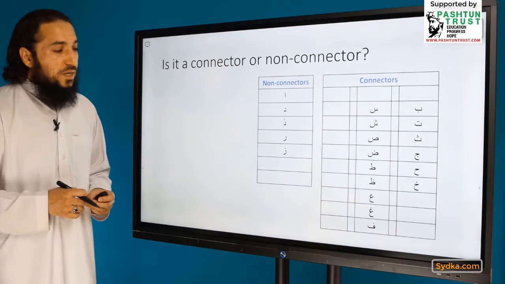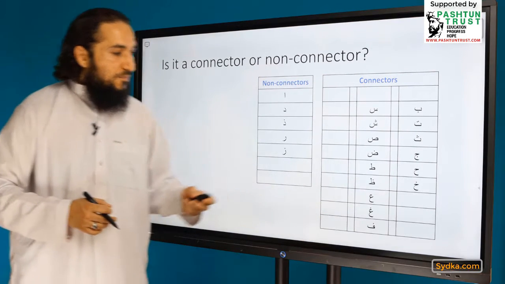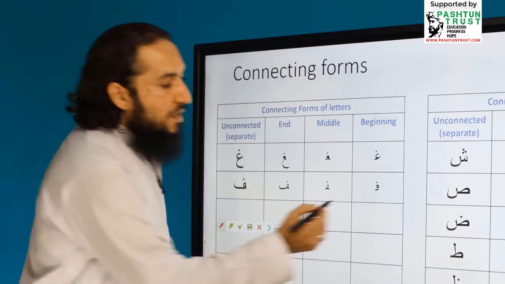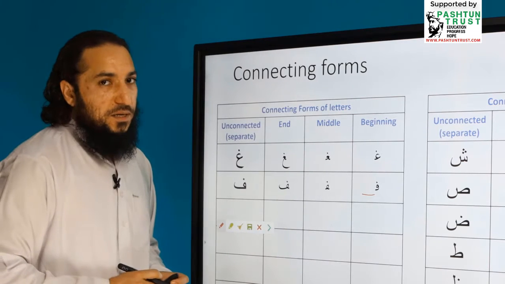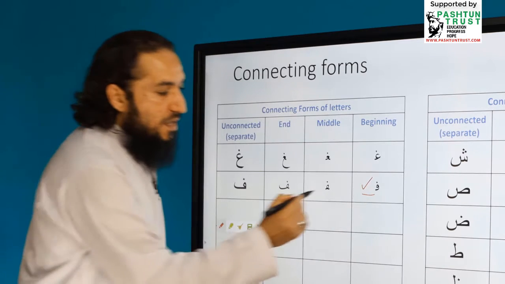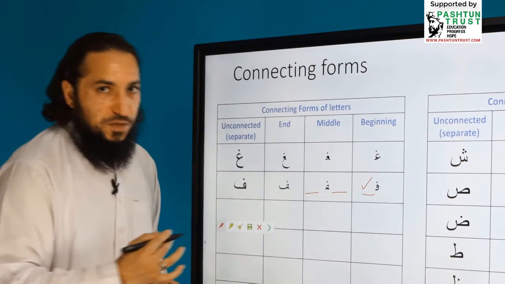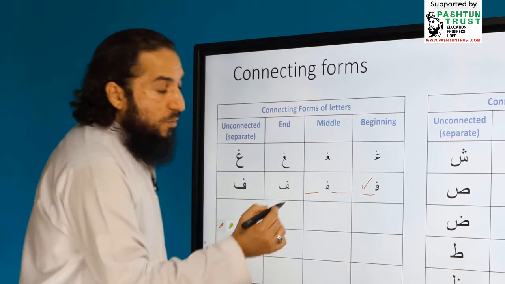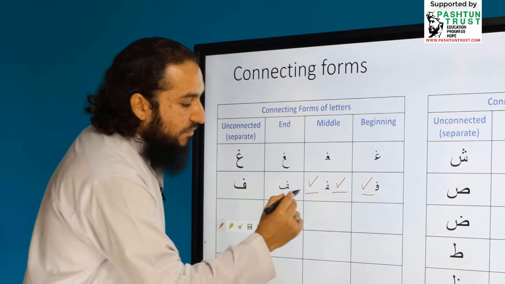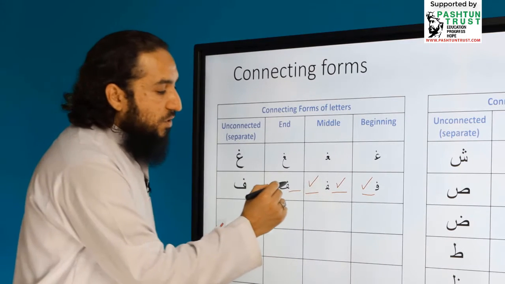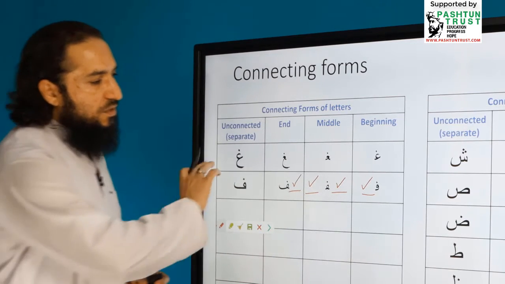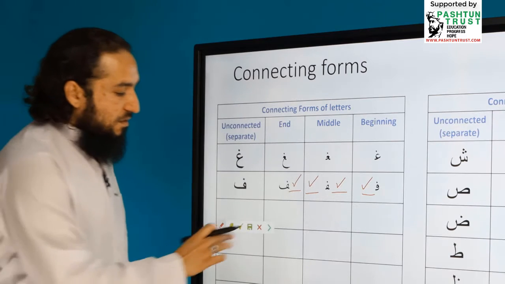Is it a connector or non-connector? It is one of the connectors, because its connecting forms fulfill the conditions of a connector. Its connecting form in the beginning looks like this, and other letters can be connected after it. If it comes in the middle of a word, you can connect other letters with it before or after it. If it comes at the end of a word, you can connect other letters with it before it. Because it fulfills all the conditions, it is a connector.